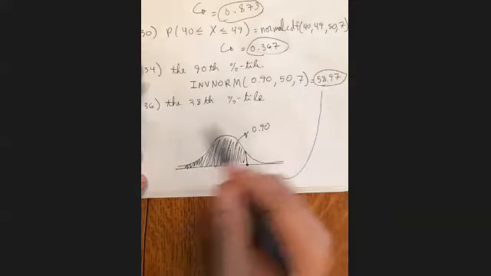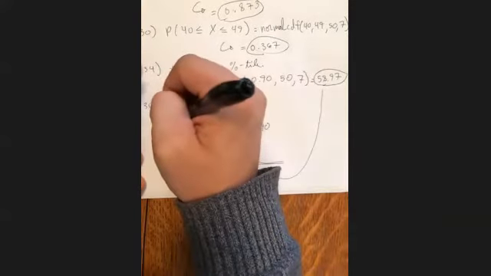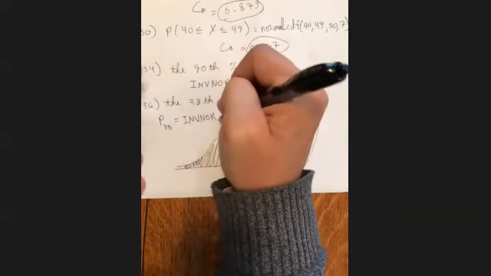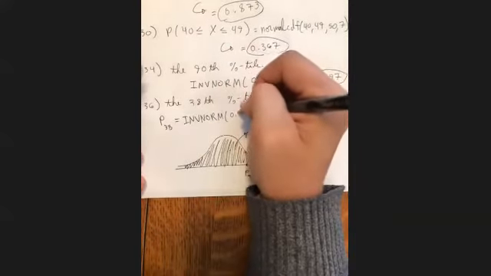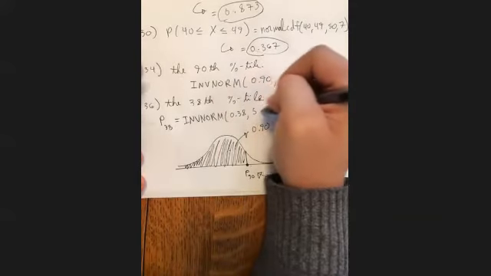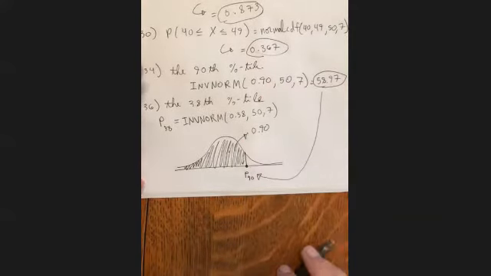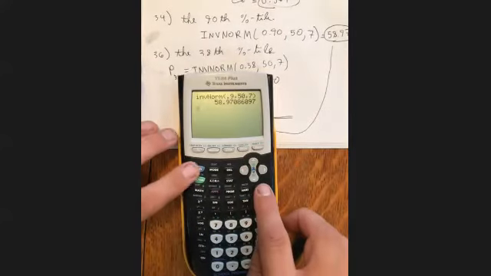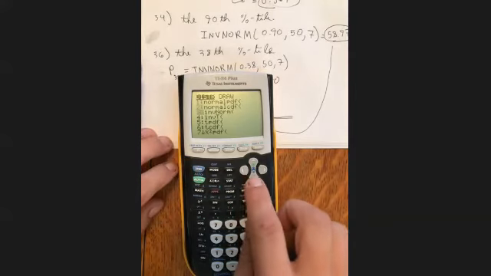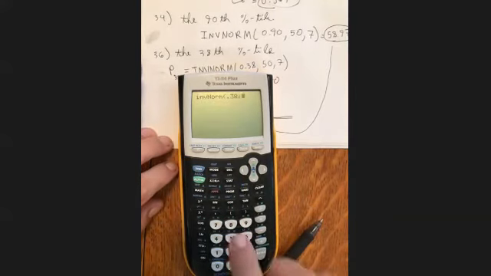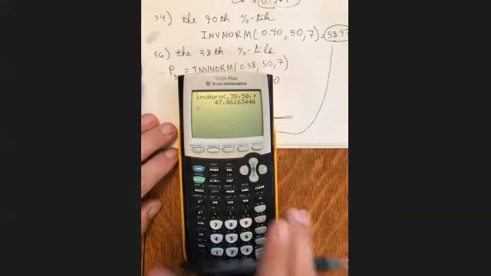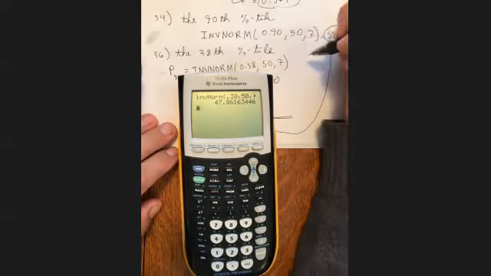Okay, so one more time for good measure, what's the 38th percentile? P38. That's going to be inverse norm. And here we'll put 0.38 for our area, same mean and standard deviation. Second vars, third selection down, 0.38, comma 50, comma 7. And we get a result of 47.86.